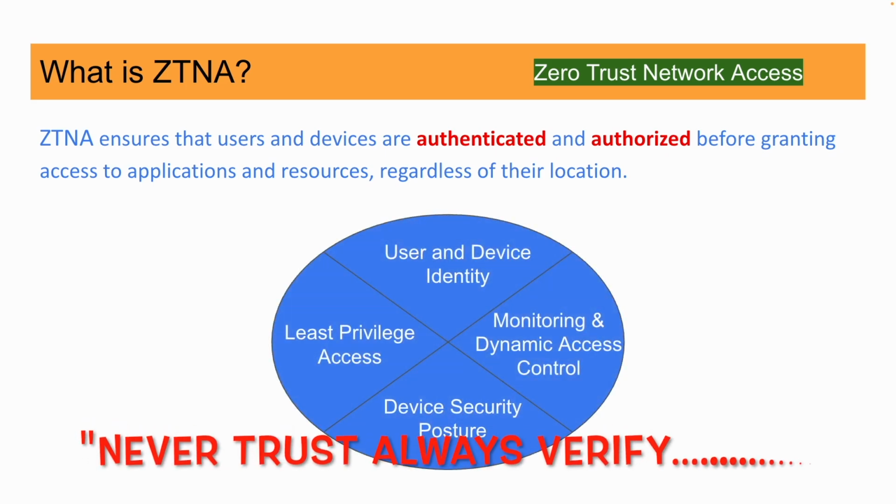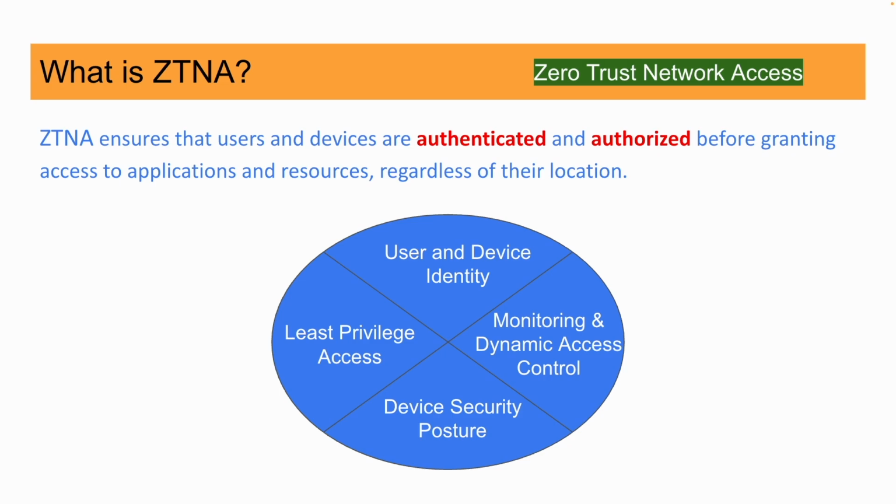ZTNA follows the principle of never trust, always verify, which means even if they are inside the organization network where the device is trusted by default, still every access request is continuously verified based on four main factors. First is user and device identity, whether allowed or not, ensuring that the right person is accessing the application. Second is device security posture, in which it checks the security health of the device and ensures only compliant and secure devices connect to the application or resources.